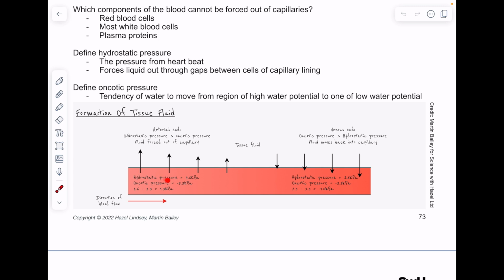And then as that fluid's removed, clearly the hydrostatic pressure will decrease, and as a result, fluid is returned to the capillary at the venous end, this time by osmosis. We call this the oncotic pressure, which is the tendency of water to move from a region of high water potential to one of low water potential. And so 90% of the fluid returns to the capillary, leaving 10% to form lymph.